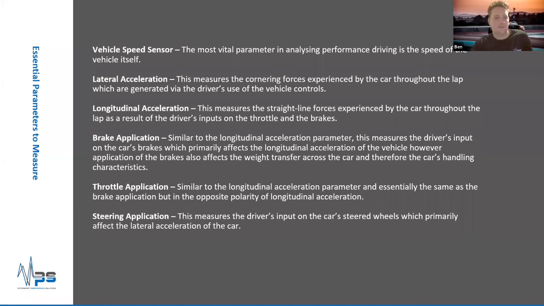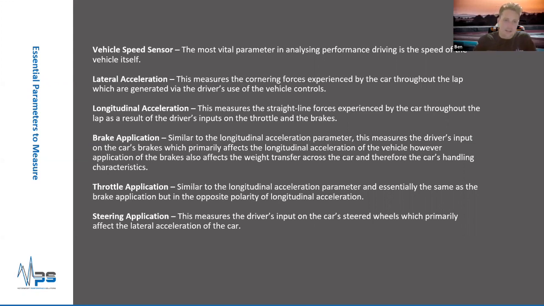The fundamental thing we look at when analysing driver performance, car performance on the lap, is the speed throughout the lap. So it goes without saying that you need some means of measuring the vehicle's speed. The next most significant parameters to look at are the accelerations that the car experiences. Lateral acceleration is side to side, what you generate through a corner, and longitudinal is forwards and back. So that's your acceleration and your braking forces.